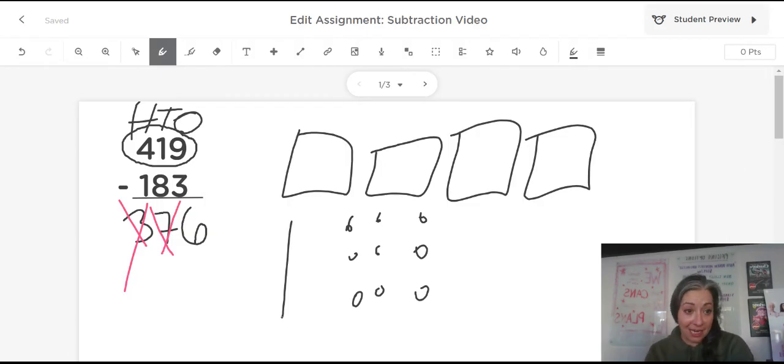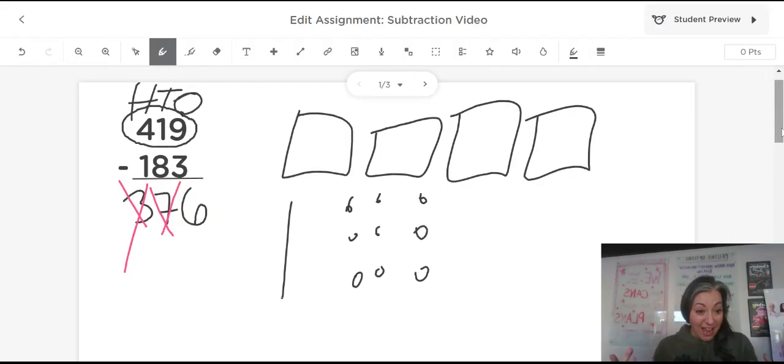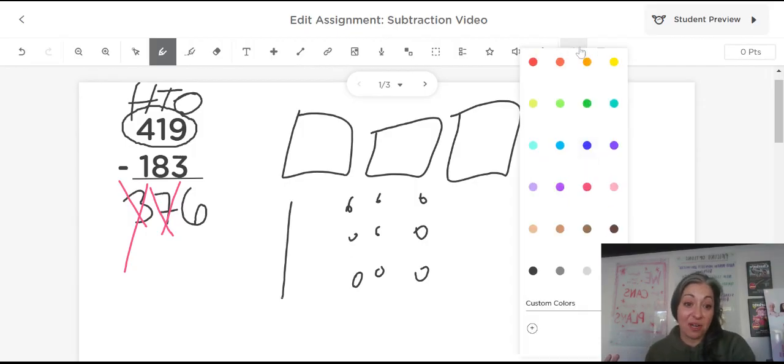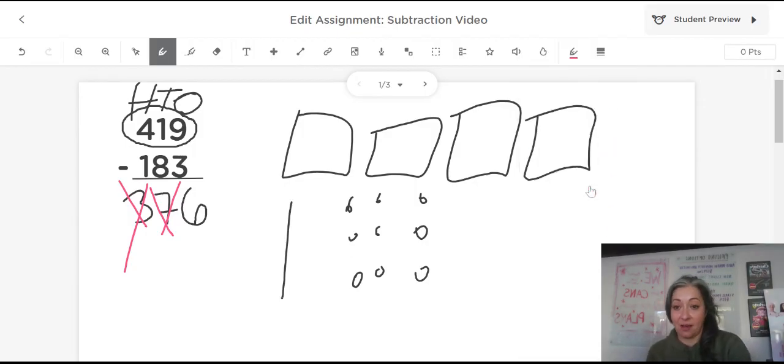Now we need to work on taking away. So if you take away, you cross off. I'm going to show a different color, to show what it looks like when I cross off. Okay, so I'm going to start at the ones place. You got to start at the ones place. Okay, I have 9. I'm going to take 3 ones away. So I'm just going to cross it off. 1, 2, 3. Okay, done. All set. We're good on that.